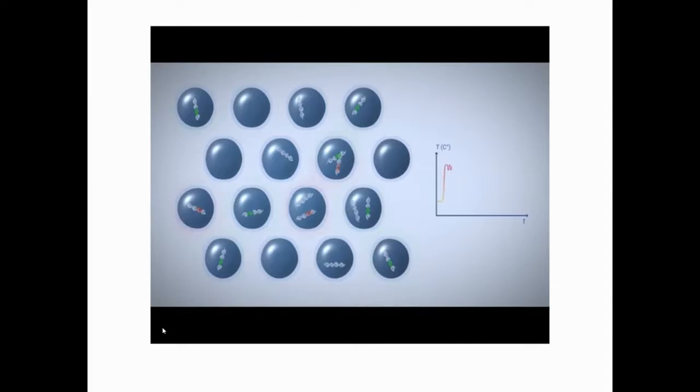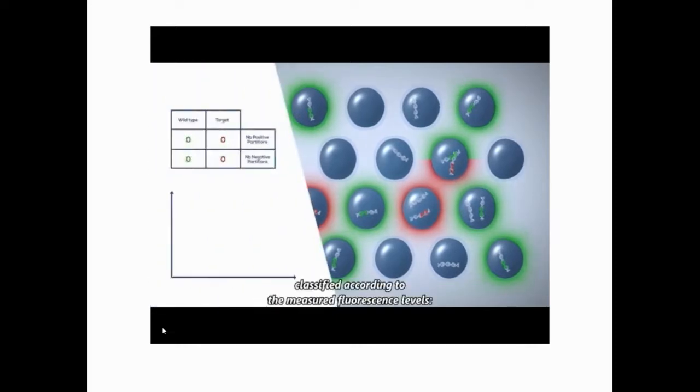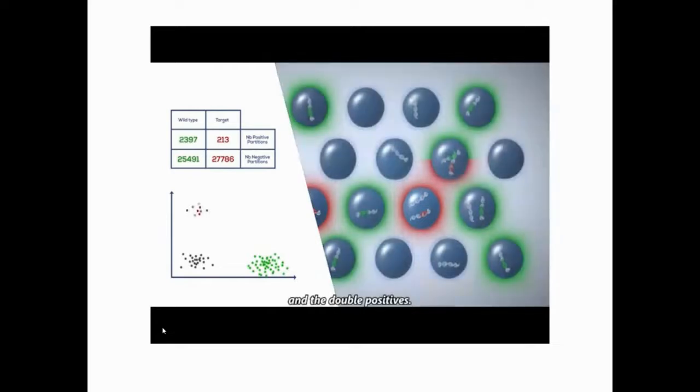During the PCR amplification, a fluorescent signature is generated within each partition according to its DNA content. One targeted DNA molecule is sufficient to generate a fluorescent signal in a given partition. Finally, the concentration of wild-type and mutant sequences in the sample is precisely estimated by counting the number of each type of partitions, classified according to the measured fluorescence levels: the non-fluorescent negatives, the greens, the reds, and the double positives. Digital PCR also enables the simultaneous detection of multiple targets using a multiplex assay.